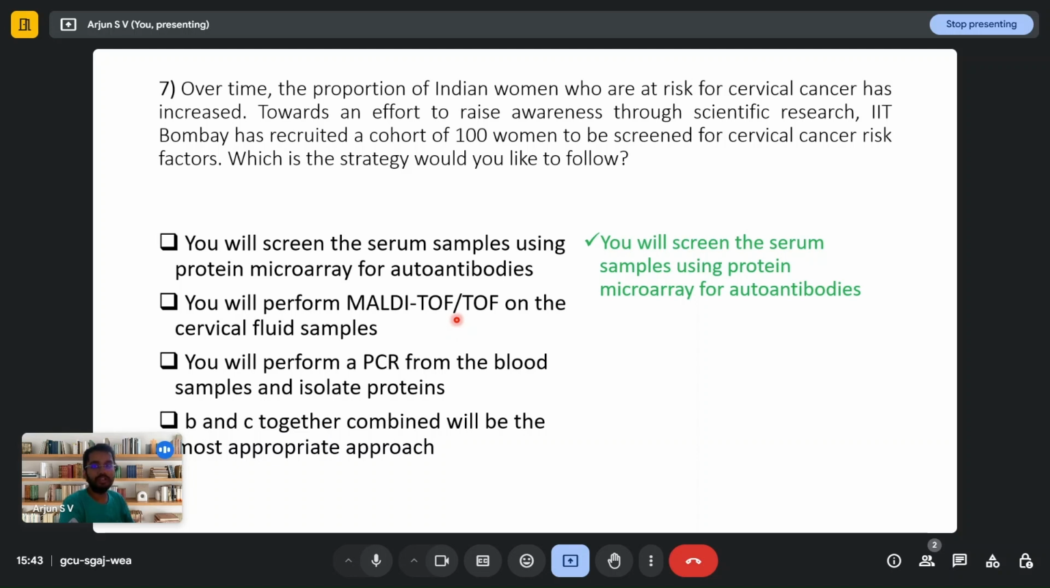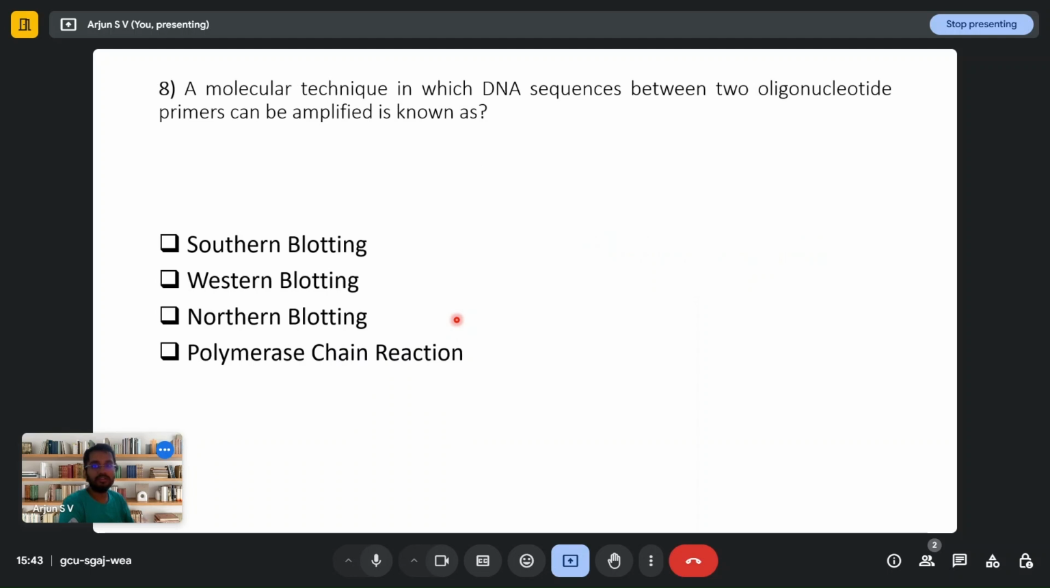So I'll go to the next question. So this is a simple theoretical question. A molecular technique in which DNA sequences between two oligonucleotide primers can be amplified is known as polymerase chain reaction or PCR.